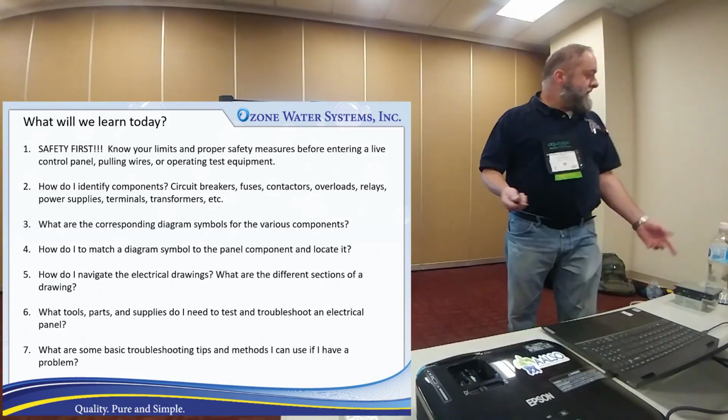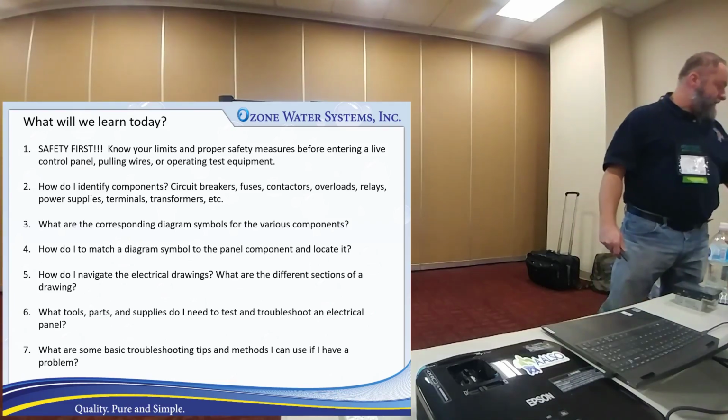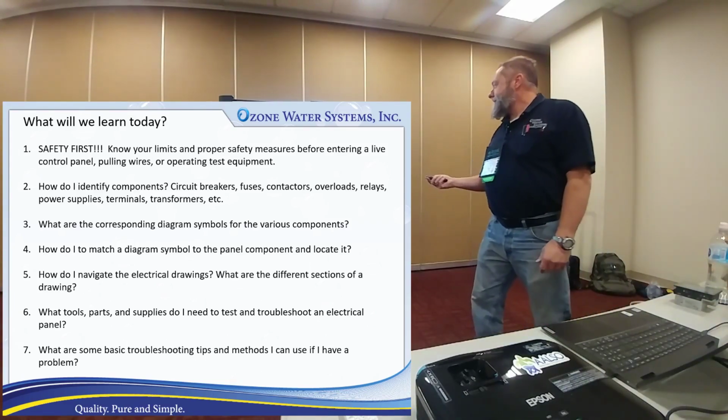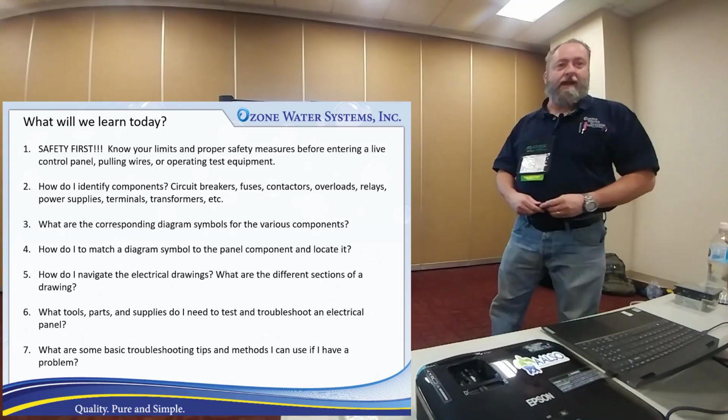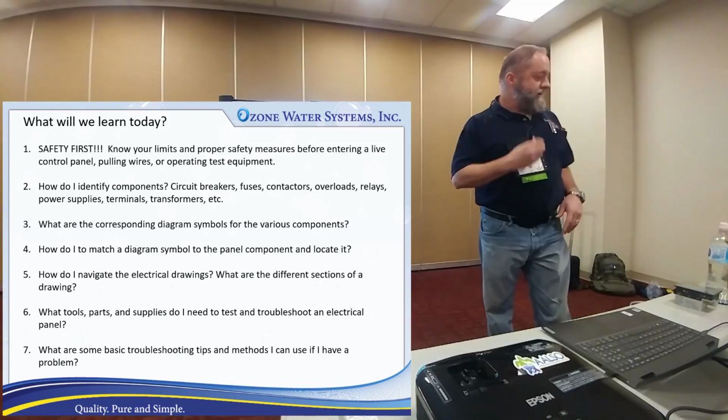How do you find a component that's in the schematic in the panel, and vice versa? How do you find all the instances of a certain component in the schematic? We'll go over that. What are the different parts of a schematic, so you know the different sections? And then we're going to do a little bit of troubleshooting.